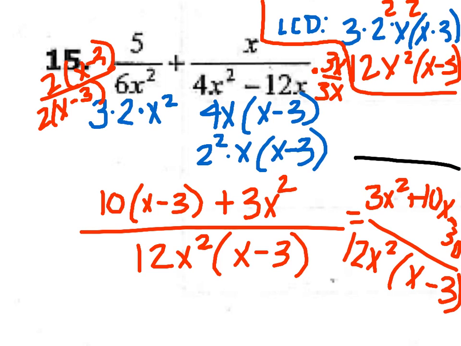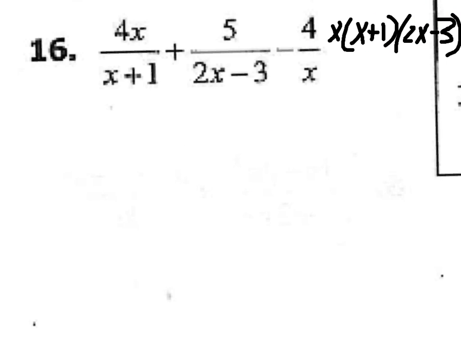Okay, and we finally have come to the last one on this page, and I think problems like this confuse us because we look at all those denominators and I can't factor any of them, so that means our LCD is them all multiplied together.